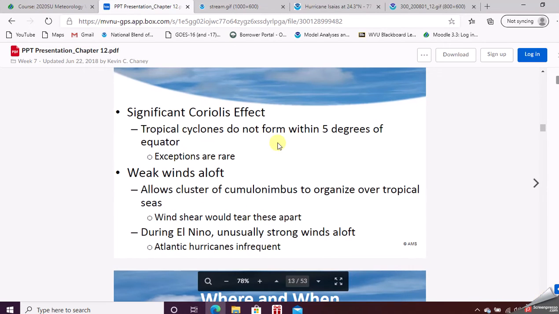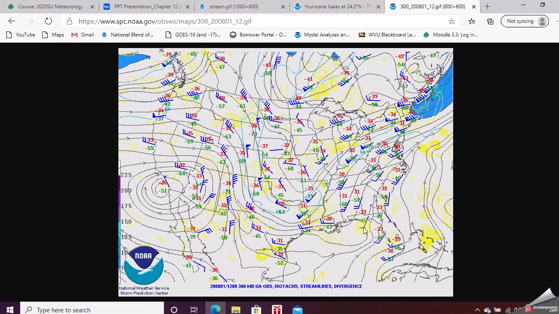Now remember, another thing you need is the Coriolis effect. So they don't typically form within 5 degrees of the equator. However, there have been exceptions, but none have gone across the equator. They do need some kind of Coriolis winds to make them shift into the circular motion you see. And weak winds aloft. Wind shear is something they hate. So with that, here is a 300 millibar weather map right now. Notice the winds down here are 15, 20 knots or so. There's southwest wind shear that's occurring over Isaias right now.